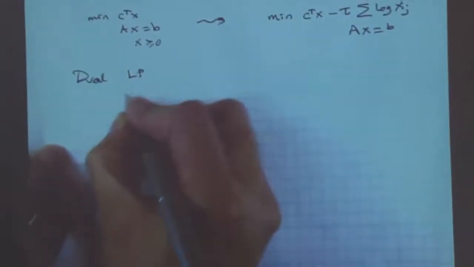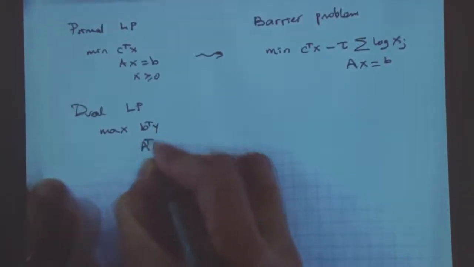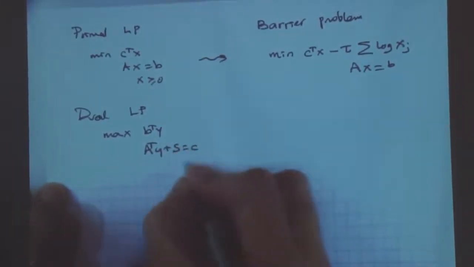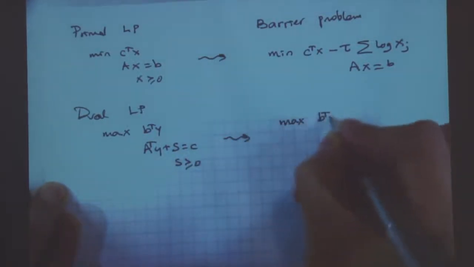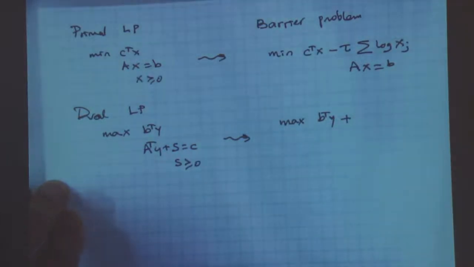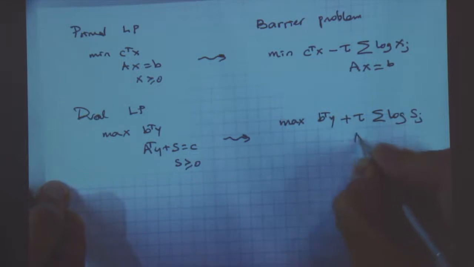Okay. Now the dual, we can think about doing the same thing to the dual. So the dual is max b^T y, A^T y + s = c, s ≥ 0. Since I'm maximizing, I have to flip the sign of my barrier function. So this is τ Σ log sj, A^T y + s = c.